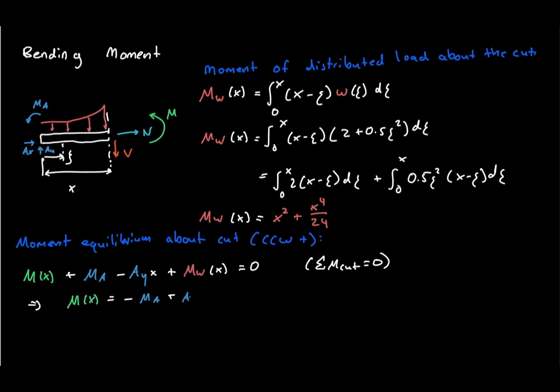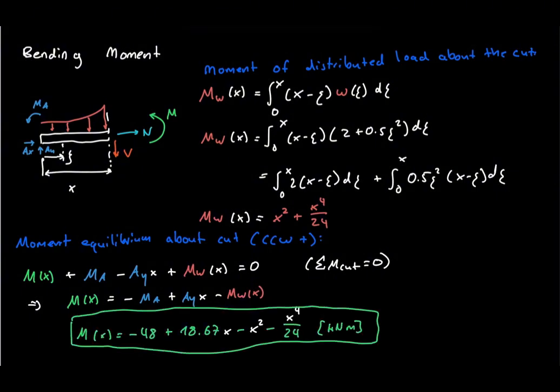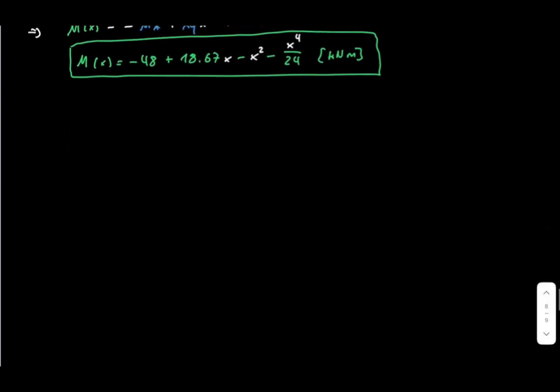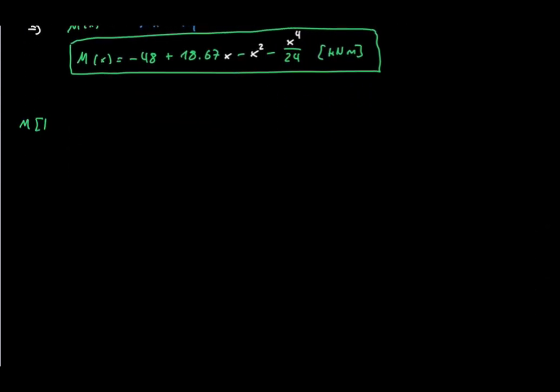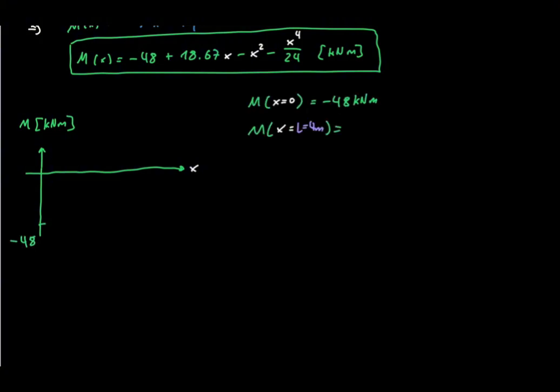It equals negative 48 plus 18.67 x minus x squared minus x to the fourth divided by 24, measured in kilonewton meters. At the wall, where x is 0, the bending moment is negative 48 kilonewton meters. At the free end, where x is 4 meters, the bending moment becomes 0.